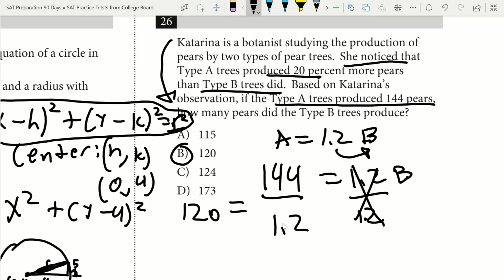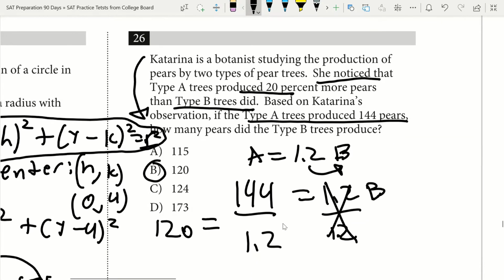All right, so as far as things that you could put in your notes here, one thing I said already is just to write down your equation as you go through. And then if you did that, this problem really becomes really easy because you just substitute in that 144 for A, and then you just solve for B. So this one really is not too difficult at all.